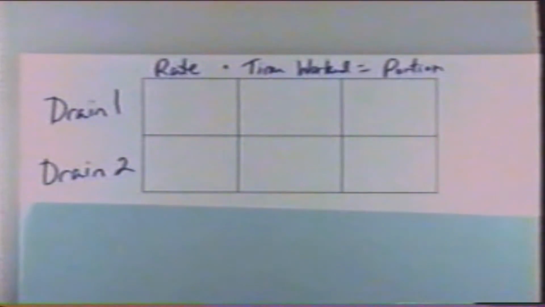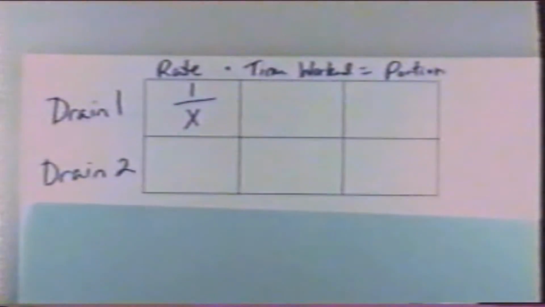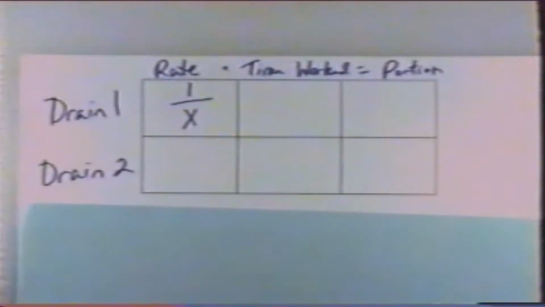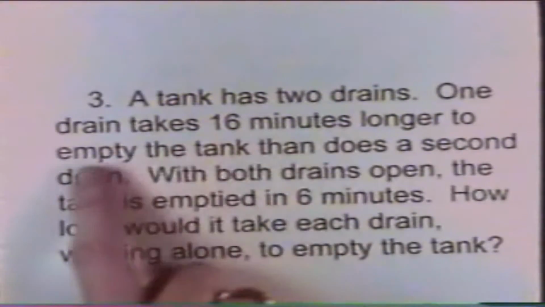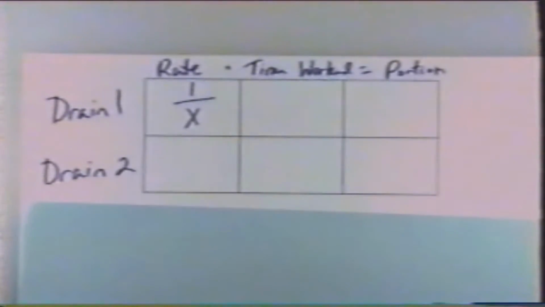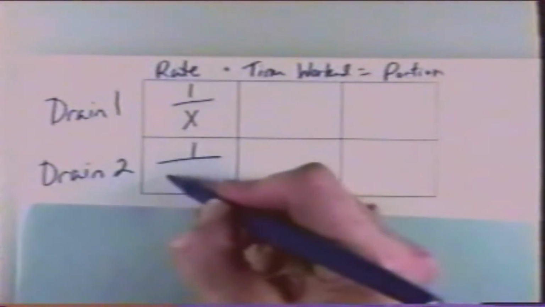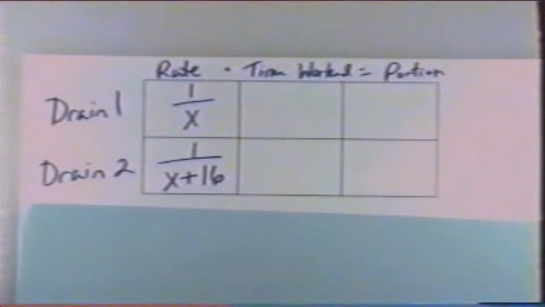Now we said we didn't know the rate for either drain. So we don't know one of them, we're going to put 1 over x. But we do know a little something about the other. We know that it takes one of them 16 minutes longer than the other one. So that means that if one drain is 1 over x, the other would be 1 over x plus 16, because it's 16 minutes longer than the other.